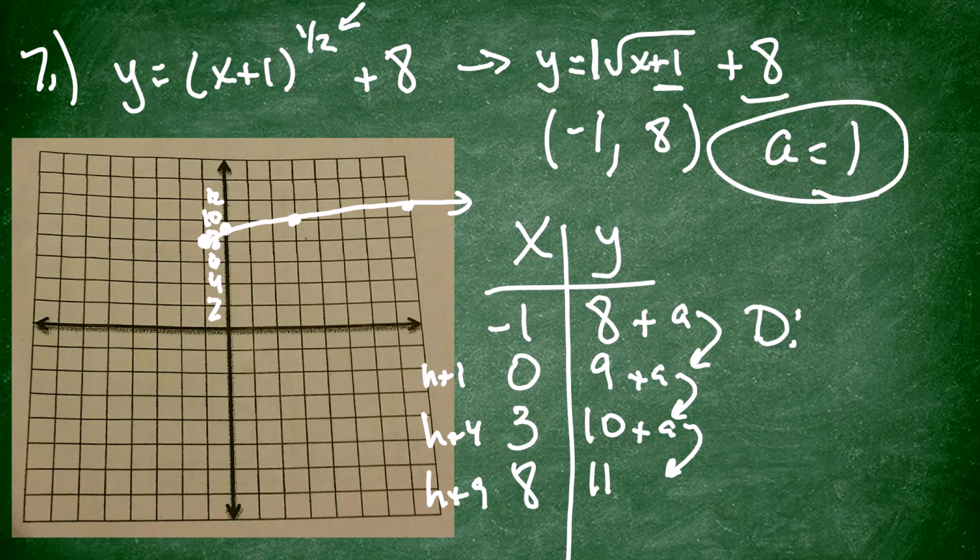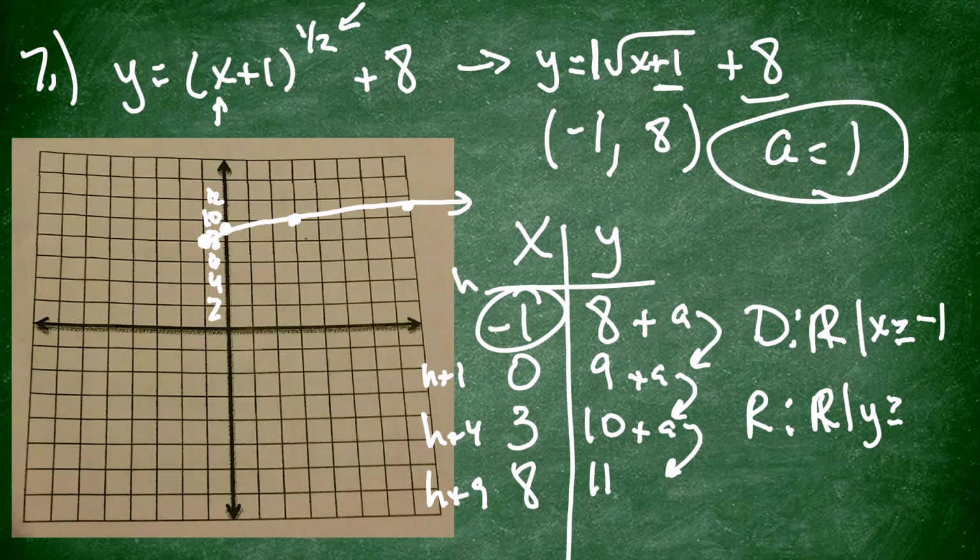So domain is all the reals such that now I'm going to use h. So h is going to the right, so I say x is greater than negative 1. Also, if you see that x is positive, that's another way to say that it's greater than. Range, all the reals, such that y is greater than, there's k, so I put 8 there. Another way to know that it's greater than is because a is positive. That's another reason that that's greater than or equal to there. And that's it for 7.